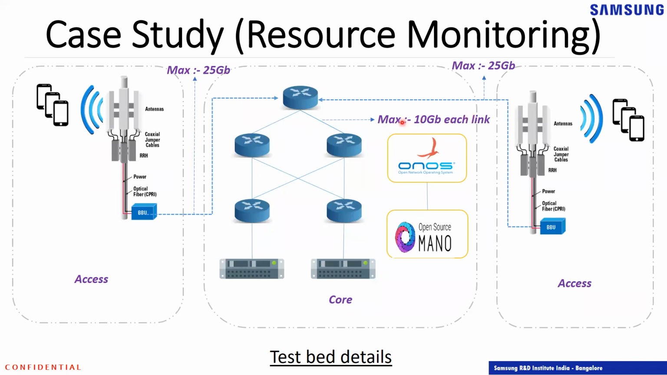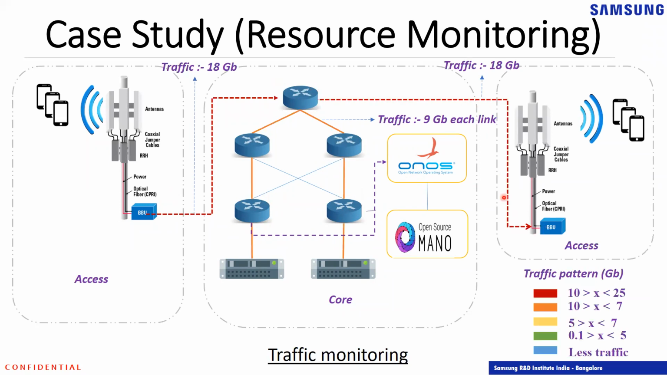The port statistics are collected by ONOS to know the real-time traffic bandwidth in the link between leaf and UPF. So now the traffic starts from access to core and from core to another access node. Then on the right bottom side, we have the color representation of traffic bandwidth.